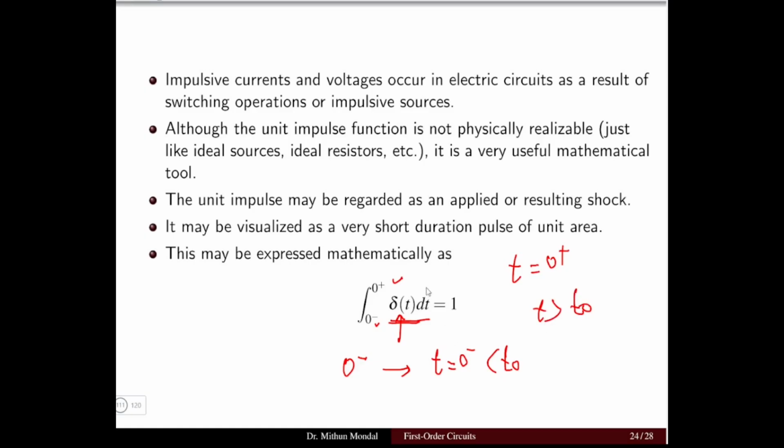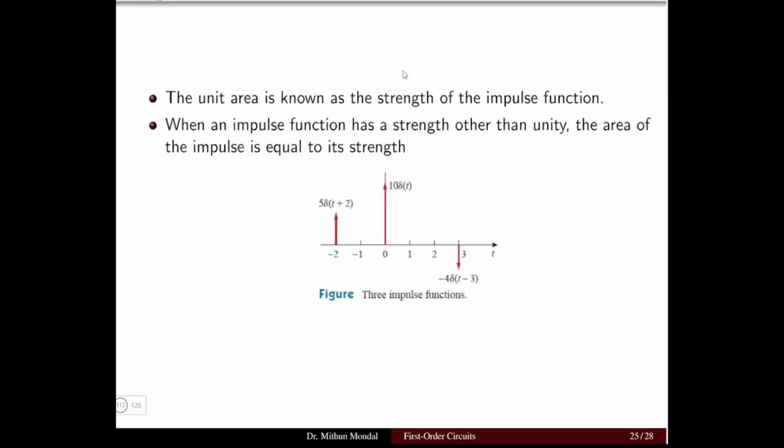That area of the impulse function, if we integrate for a very short duration of time, will give us unit area. That is one. So unit area is known as the strength of the impulse function. How much strength we have for the impulse function is given by the unit area. Now when an impulse function has a strength other than unity, the area of the impulse is equal to its strength.